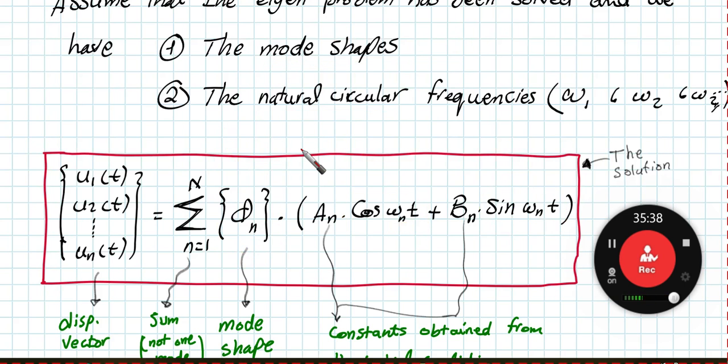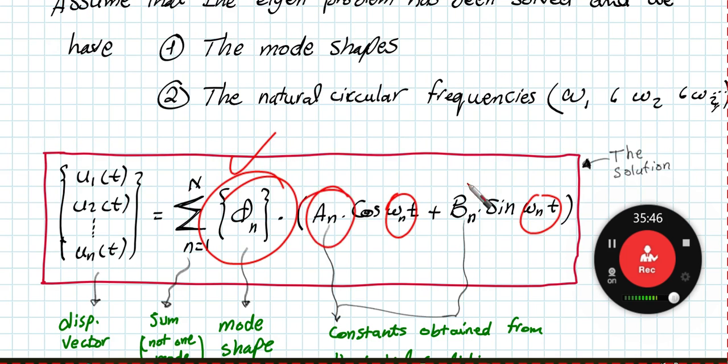We know them now. When we are going to solve, we found that if we know the mode shapes and omegas, it is okay. But we found that we have some constants. These constants, an and bn, represent the initial conditions. So we need to find a way for the solution.